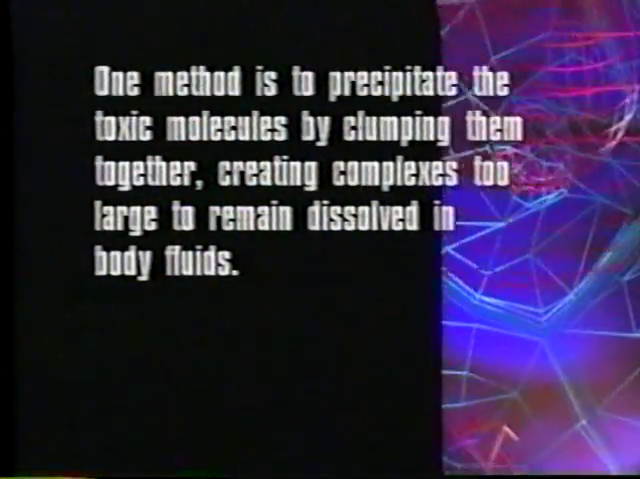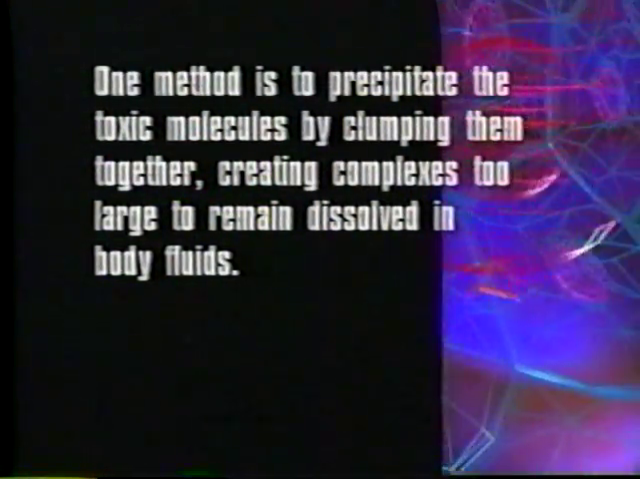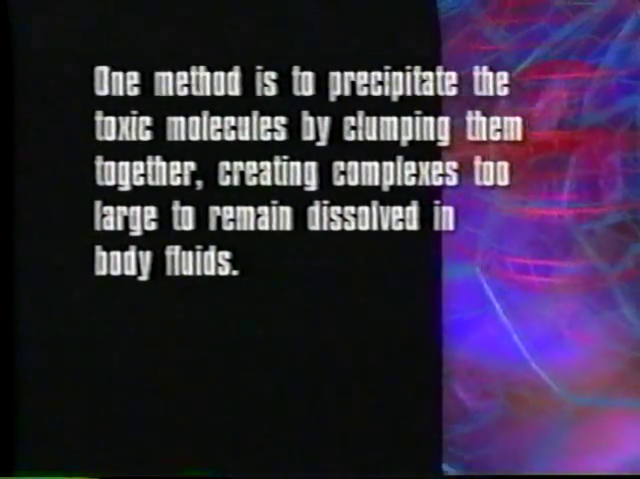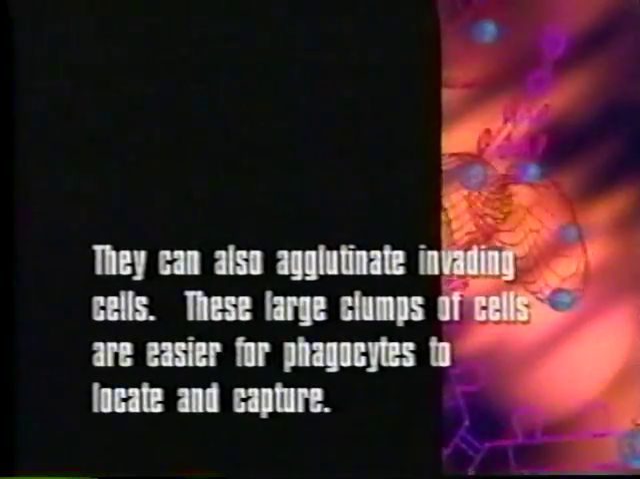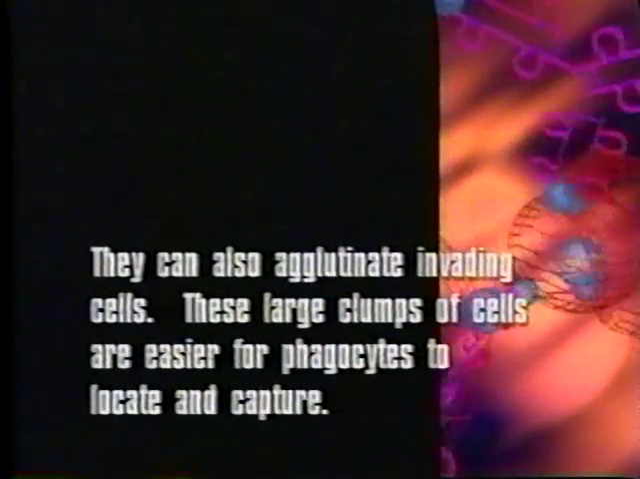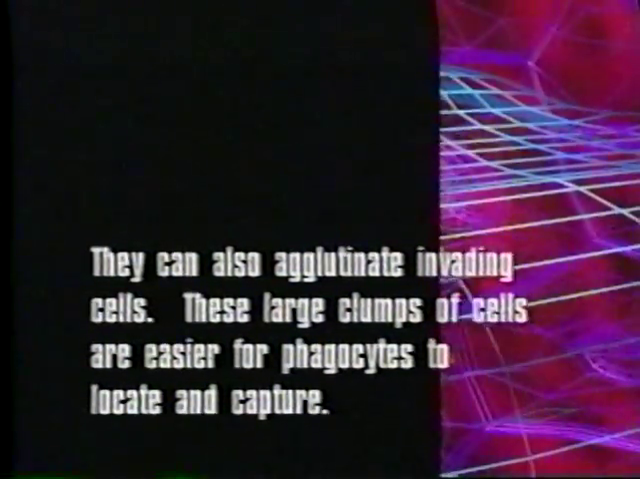Antibodies themselves may disarm the invader by blocking the attachment sites on a virus, or they can inactivate bacterial toxins. One method is to precipitate the toxic molecules by clumping them together, creating complexes too large to remain dissolved in body fluids. They can also agglutinate invading cells. These large clumps of cells are easier for phagocytes to locate and capture. Another mode of antibody action is to activate nonspecific defenses such as the complement system or the inflammatory response.